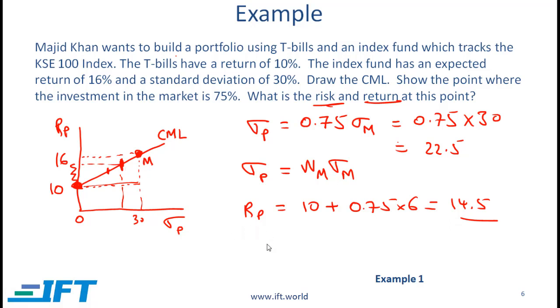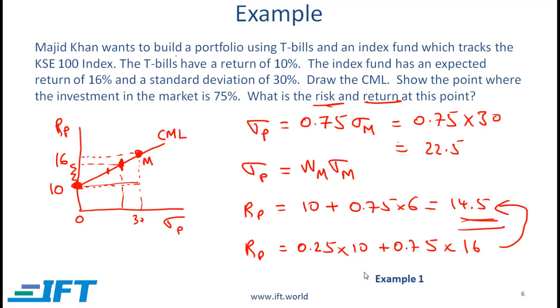In terms of a formula for the return, we can say that the return is a weighted average of our two assets. The two assets here are the risk-free asset and the market. If we look at the weight of the risk-free asset, that is 0.25. You can multiply that with the 10%, which is the return on the risk-free asset, plus 0.75 into 16, which is the return on the market, and this will also give you the same answer. Now I want you to do example 1 from the curriculum.